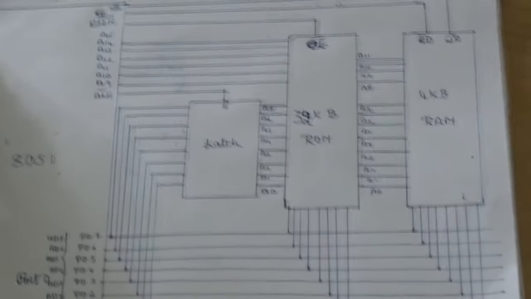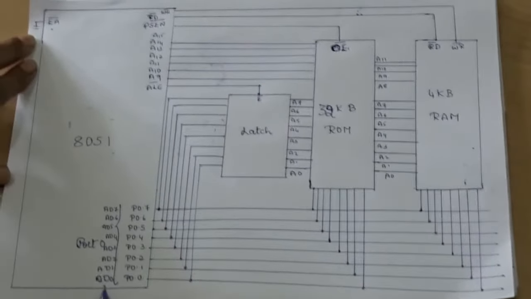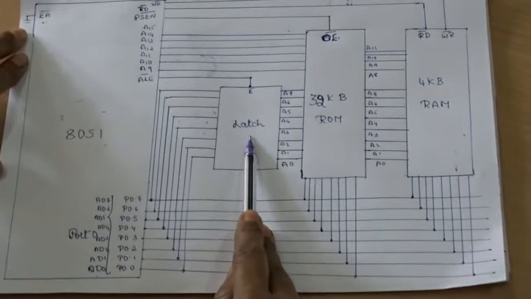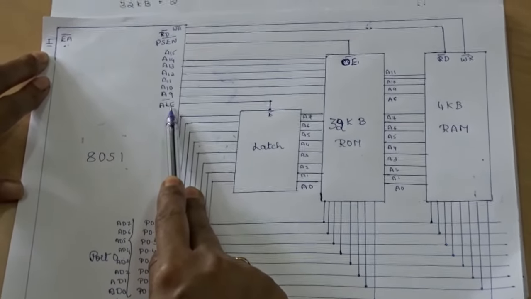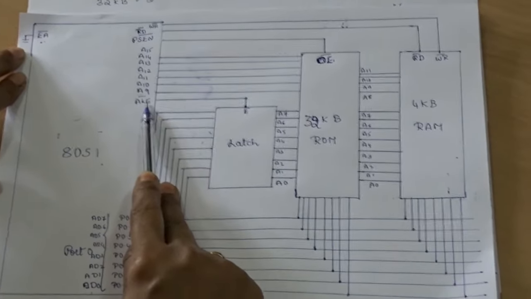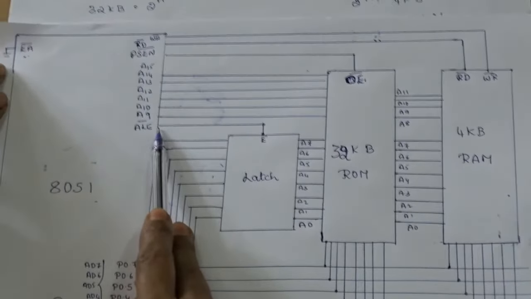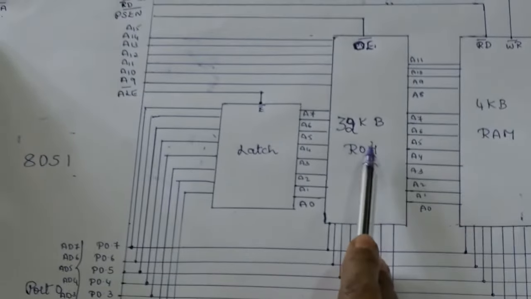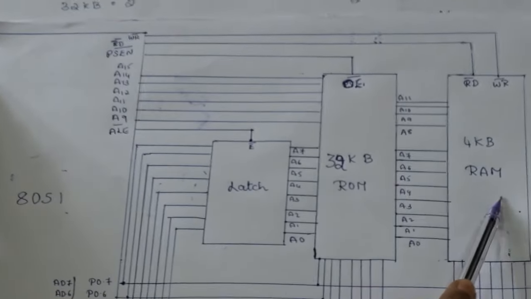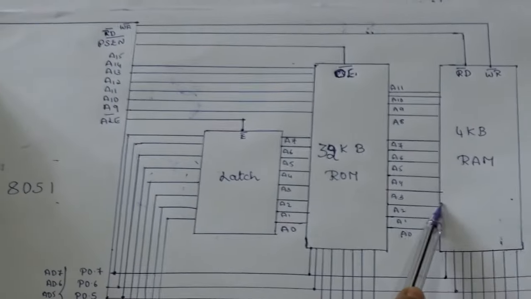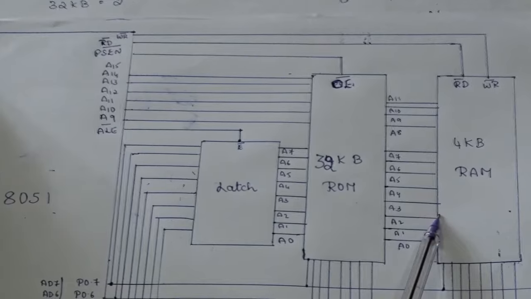We know that in port 0, address as well as data lines are multiplexed. We need to separate it. So it is separated using the latch. And to the latch, ALE control input is given. When ALE is equal to 1, addresses are sent, and when ALE is equal to 0, data is sent. Then we need to see how many address lines need to be connected to ROM as well as RAM. So you have to connect so many address lines.